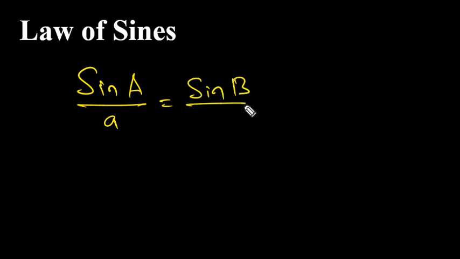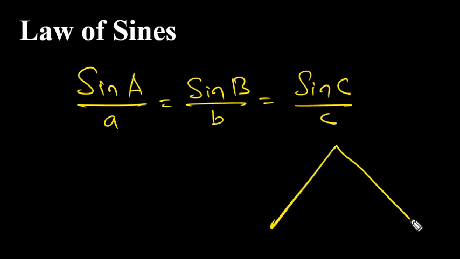Hi everyone. In this video I will discuss the law of sines. So let me write the formula here. Sine A, capital A, over small a, equals sine capital B over small b, equals sine capital C over small c. So capital A, B and C are the angles and small a, b and c are the side measures. Or you can call them side lengths.